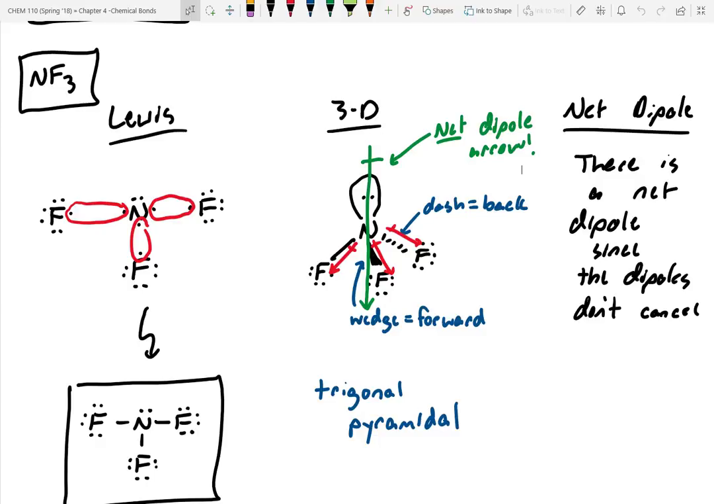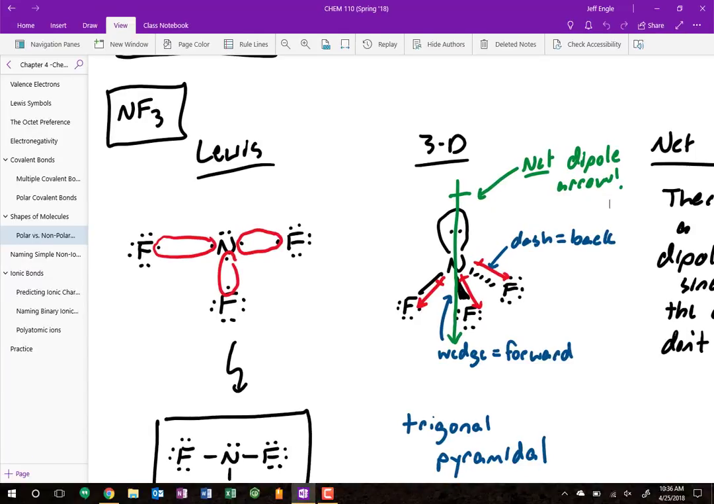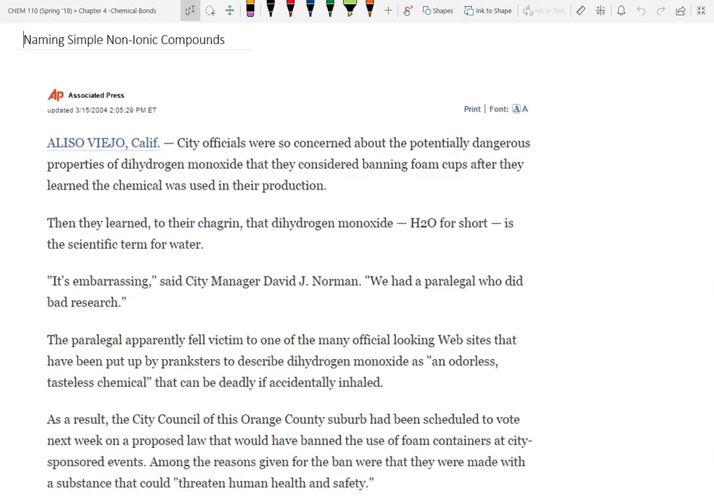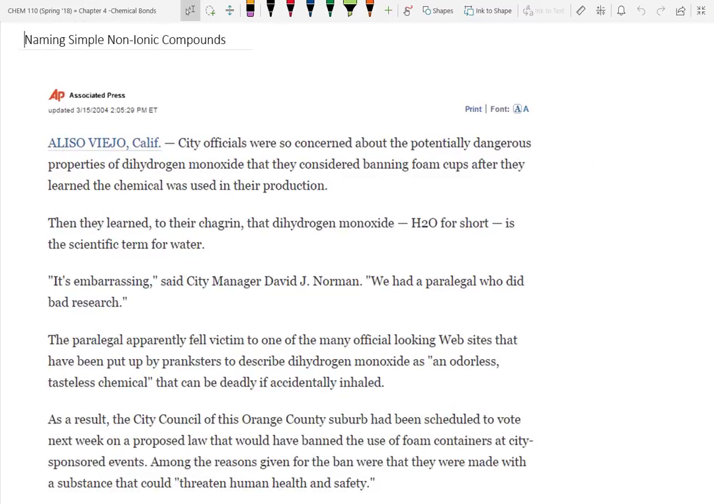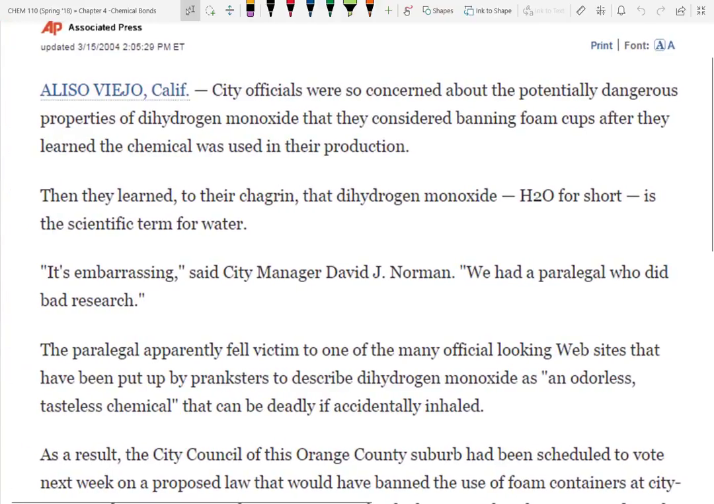All right, so now what we need to do is learn how to name all of these. And I've got a pretty funny article I like to show. This was in the AP. In California, it said city officials were so concerned about the potentially dangerous properties of dihydrogen monoxide that they considered banning foam cups after they learned the chemical was used in their production. Then they learned to their chagrin that dihydrogen monoxide, H2O for short, is a scientific term for water. It's embarrassing, said the city manager.